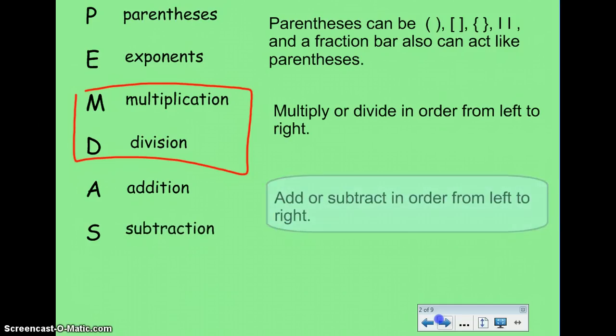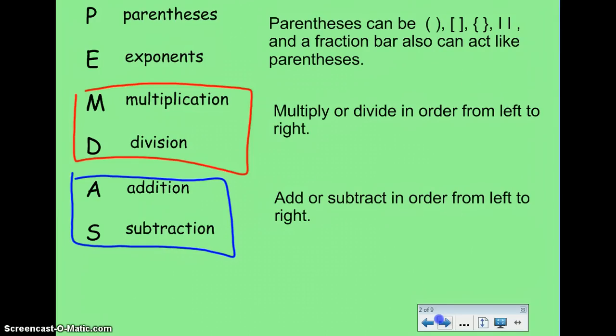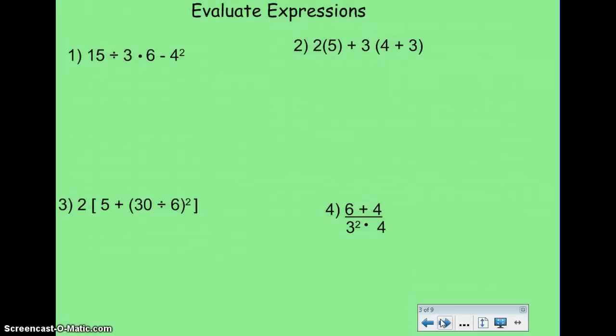Addition and subtraction are similar. We need to make sure we add or subtract in order from left to right. So whichever one comes first, we take care of that. So now jumping into some of our samples, we'll work with number 1 first.